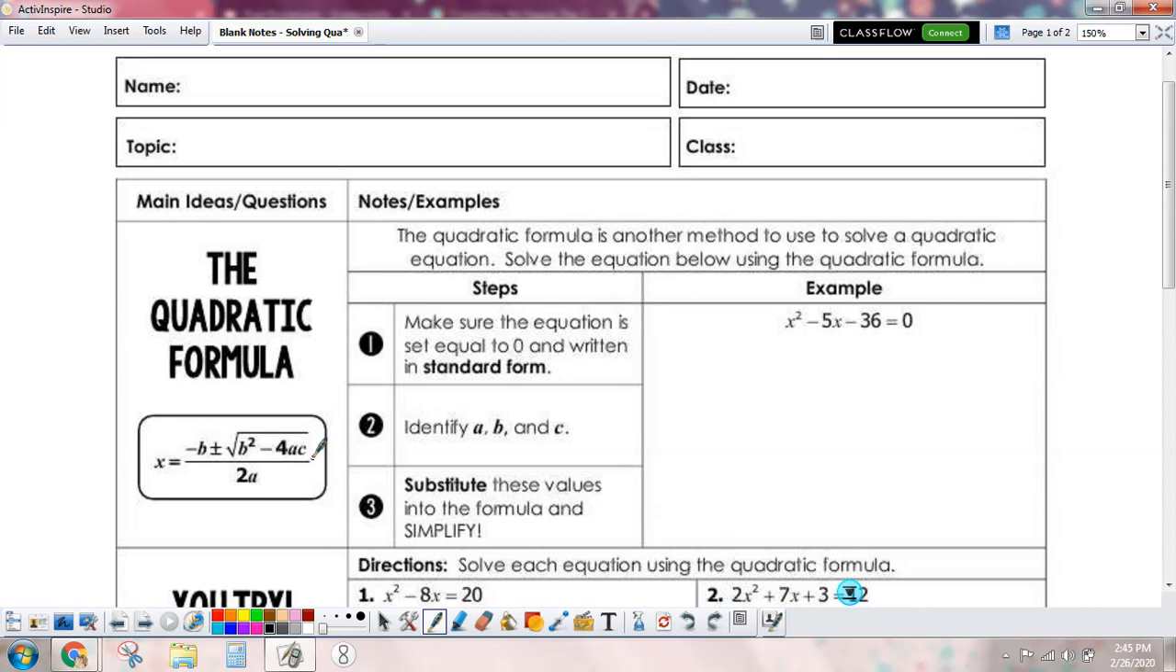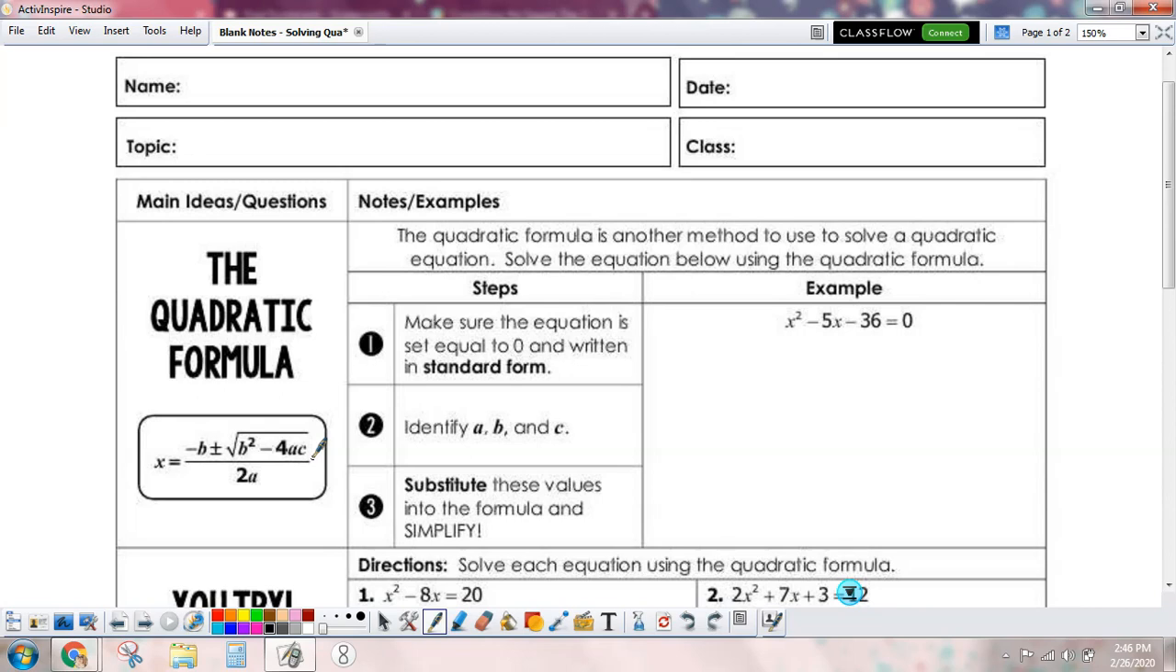But for this one, we're going to start with x squared minus 5x minus 36 equals 0. And step 1 says to make sure that your equation is set equal to 0 and written in standard form. Remember, standard form is ax squared plus bx plus c. And we do have that for our example, so we are good to go on step 1. If it is not in this format, you do need to make sure that you have it in ax squared plus bx plus c equals 0 format.